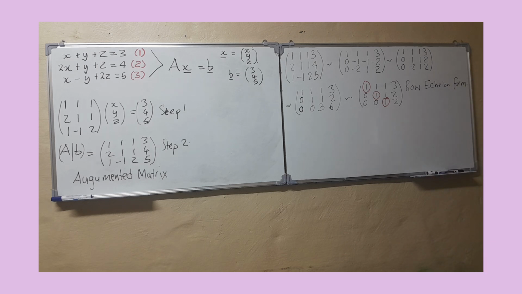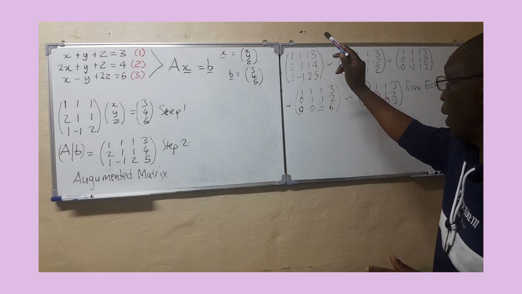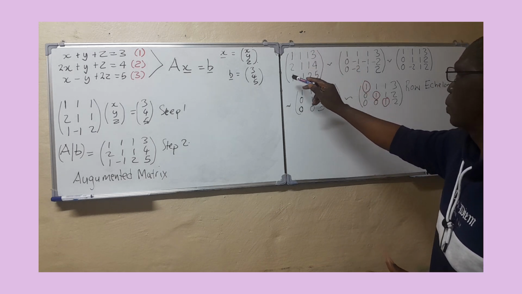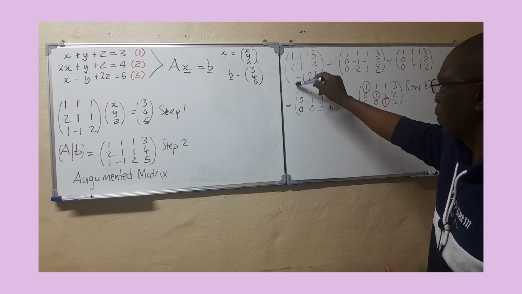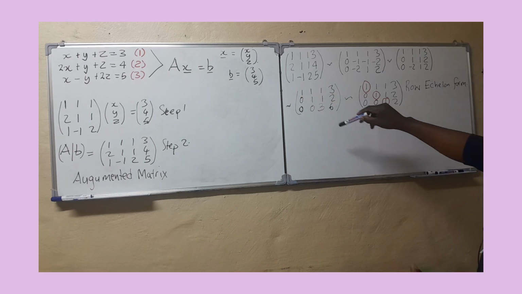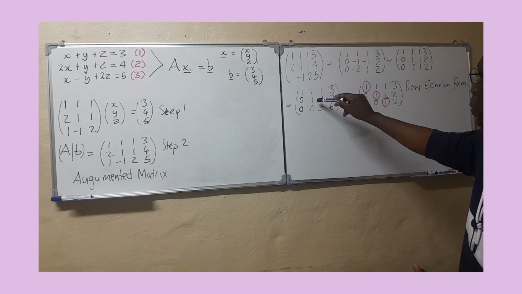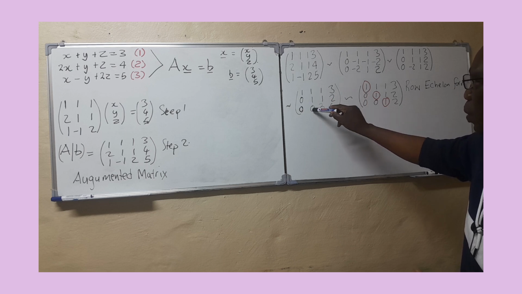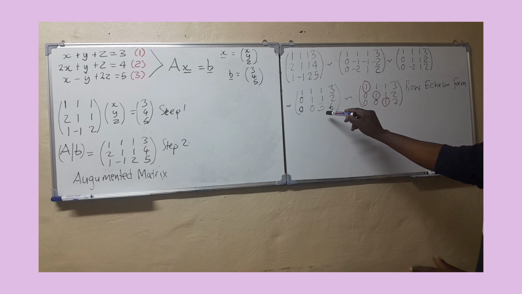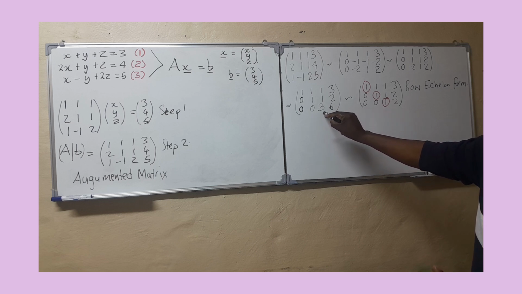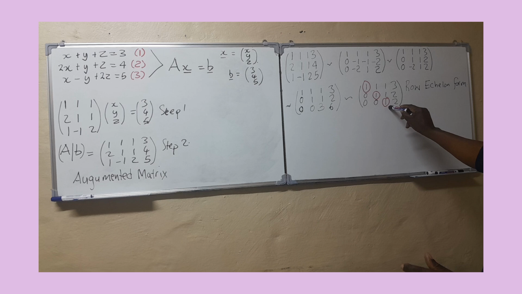Okay, remember how we got here? We were aiming to have a leading one in every column, so we had a leading one here. We got rid of everything down below. Then once we were done with that, we went on to the second row, or second column actually. We had a leading one here, got rid of everything below it. Here, we didn't have to get rid of anything, but we just had to multiply by 1 so that we have a leading one here. So we now have a leading one in every column.